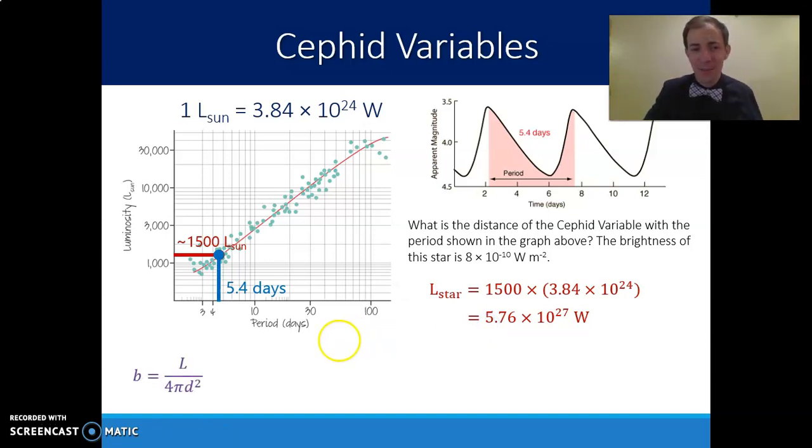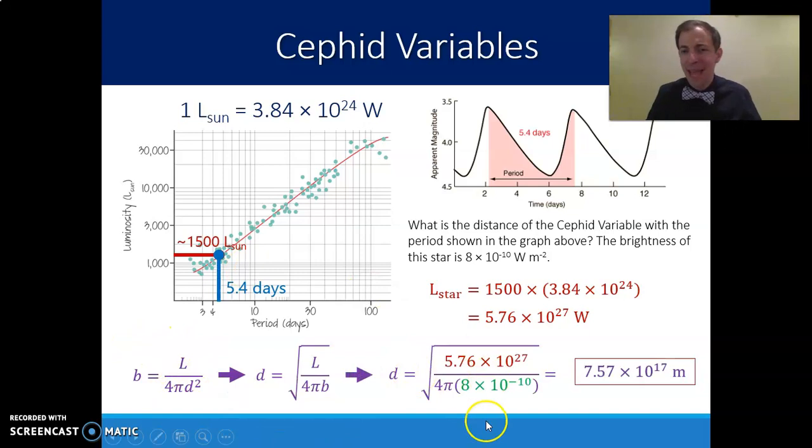We can use this relationship that the brightness is just the luminosity divided by 4 pi d squared, where that's basically just the surface area of the sphere that has a radius, the distance you are from the star. We can rearrange that to solve for the distance, and we get the square root of L, the luminosity, over 4 pi times the brightness. Plug in the numbers that we have, and then ultimately figure out the distance is about 7.57 times 10 to the 27th meters.